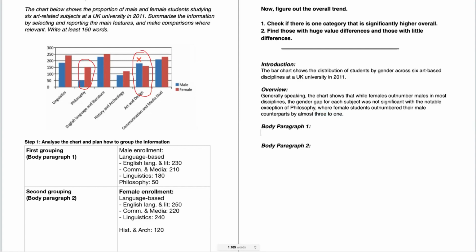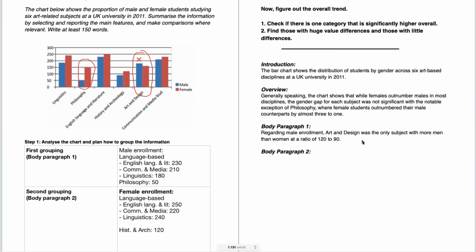All right, so just like that, we are on to our body paragraph 1, which is where we're going to start talking about male enrollment. So that is our first group, and remember that's the blue, and I've got our first grouping, body paragraph 1, exactly here in our outline. So I'm going to use this to write my paragraph. I'm just going to start off by saying, regarding male enrollment, art and design was the only subject with more men than women at a ratio of 120-90.